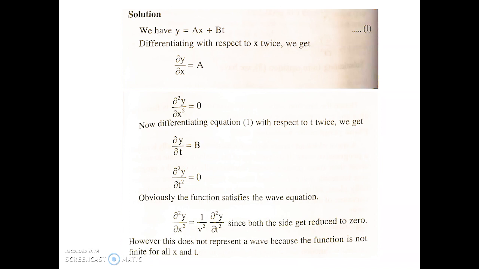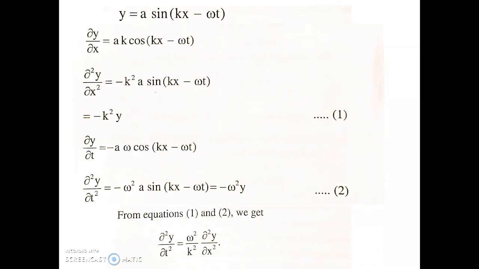You can see that the function satisfies the wave equation, right? But the problem here is we don't have any finite value for x and t. For all values of x and t we must have finite values. In this case, both values are 0, even though ∂²y/∂x² is equal to 1 over v² into ∂²y/∂t². Both sides are equal to 0. We don't have any finite values. So this function cannot represent a wave.